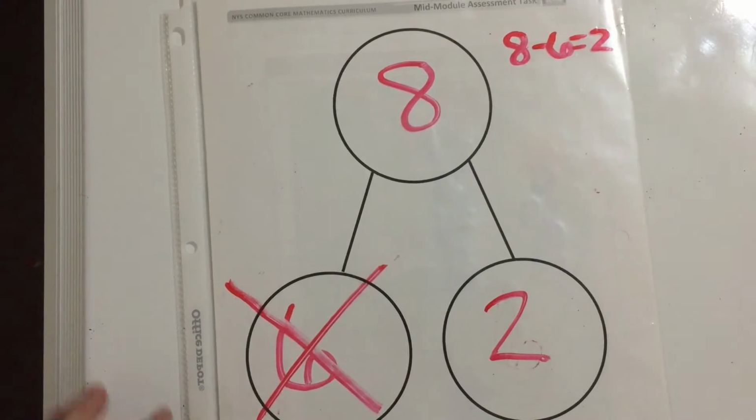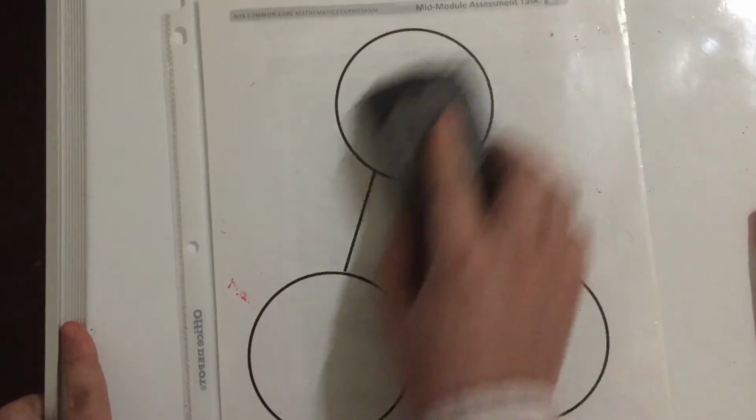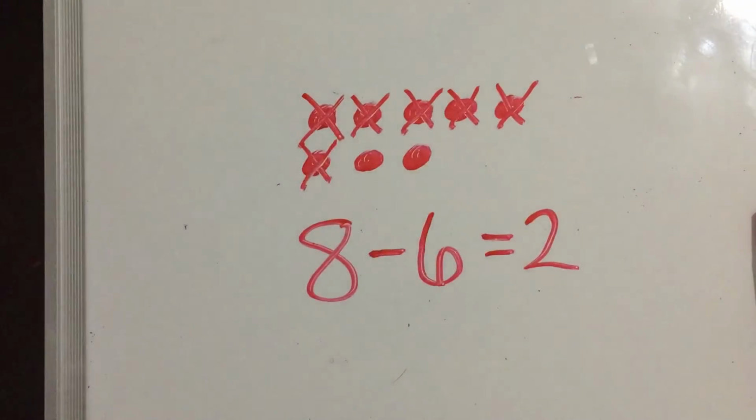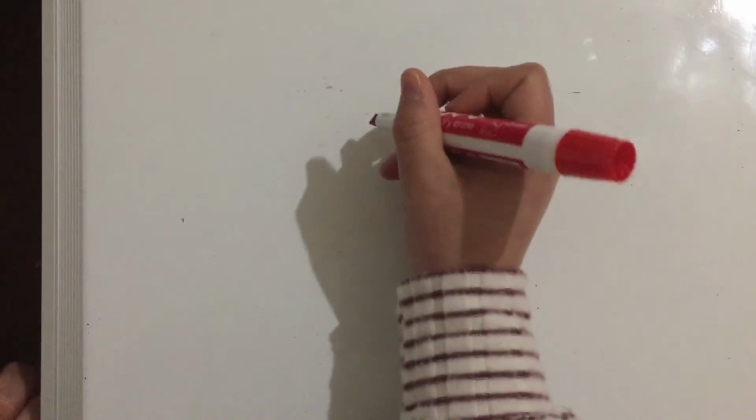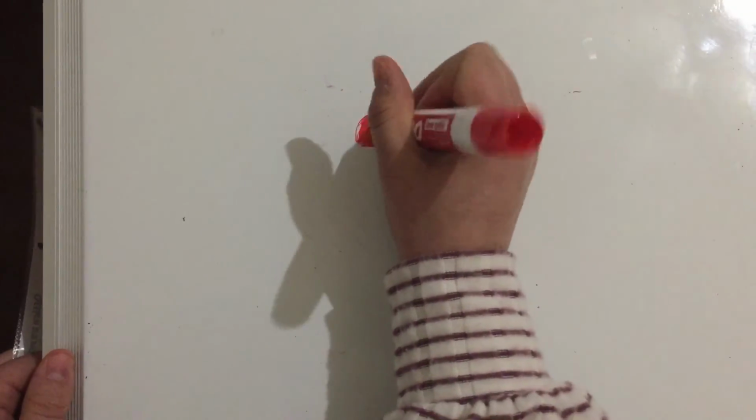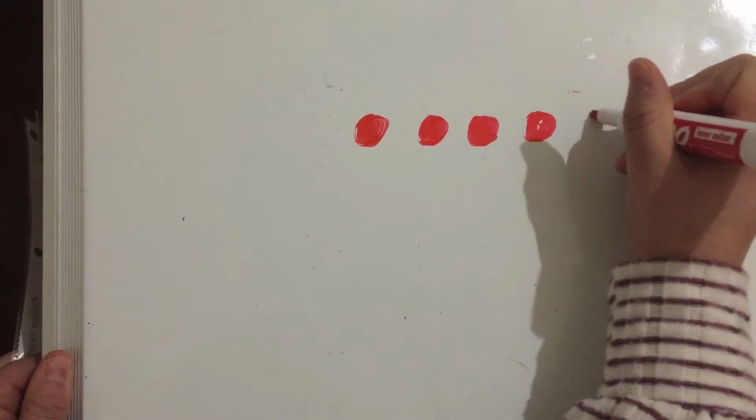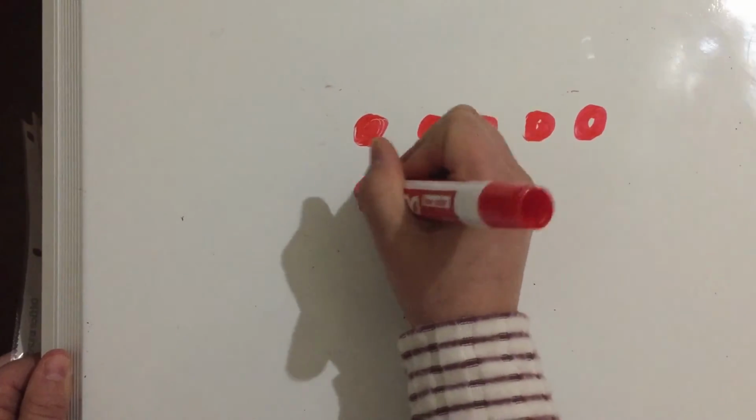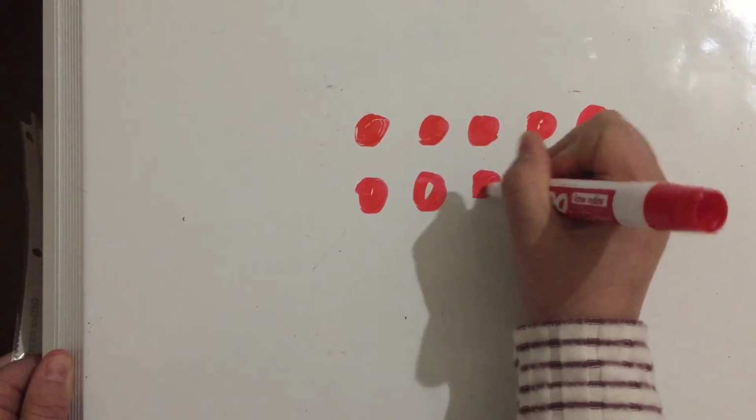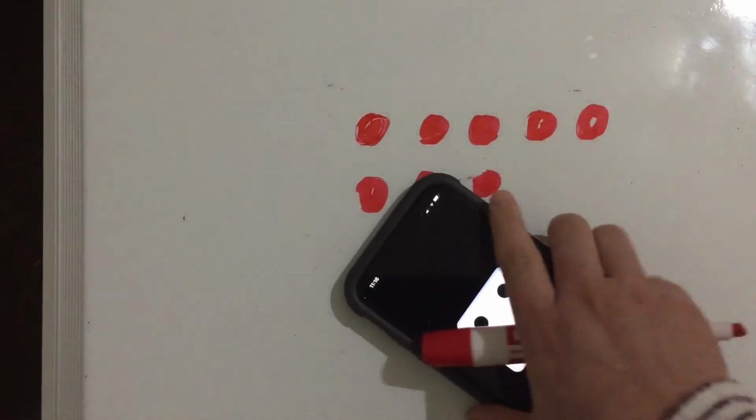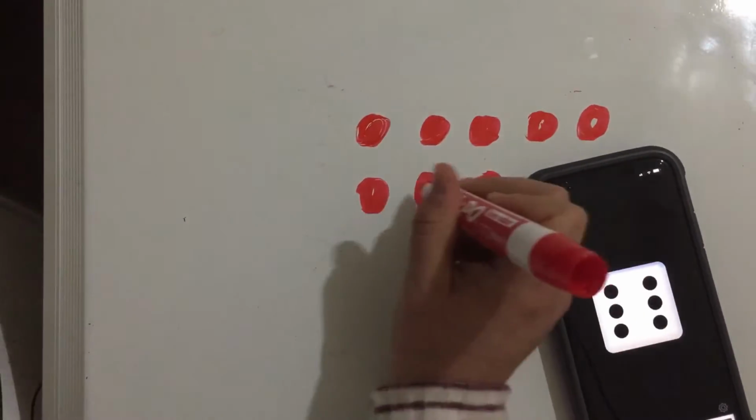All right, let's do one more with our dice and our dots. Let's see if this dice gives us another number. So I'm going to reset my dots. I need 8 dots. 1, 2, 3, 4, 5, 6, 7, 8. All right, give my dice some shine so we get another number other than 6.